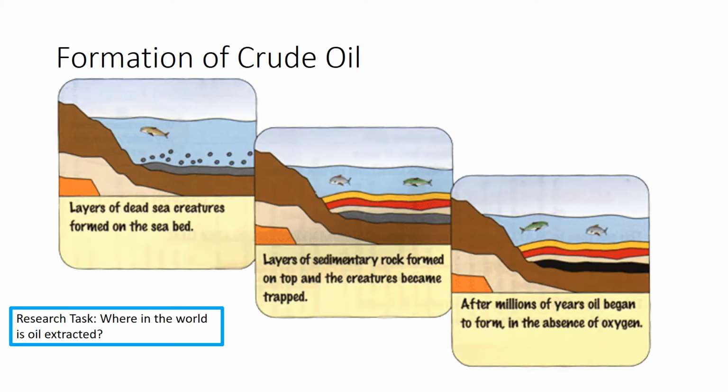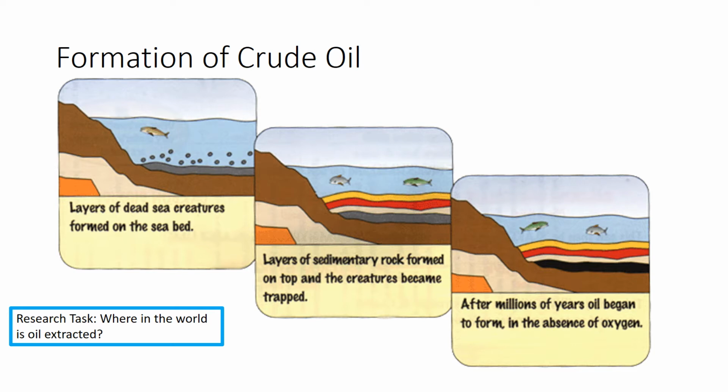Okay, so let's have a look at the formation of crude oil. Now, crude oil, along with coal and natural gas, is what is known as a fossil fuel. It takes millions and millions of years to form. And the way this happens is that in the ancient seas, millions of years ago, there were lots of organisms living. When they died, they fell to the seabed, and over time they were buried with layers of sand and sediment. And eventually this built up and compressed into sedimentary rock.